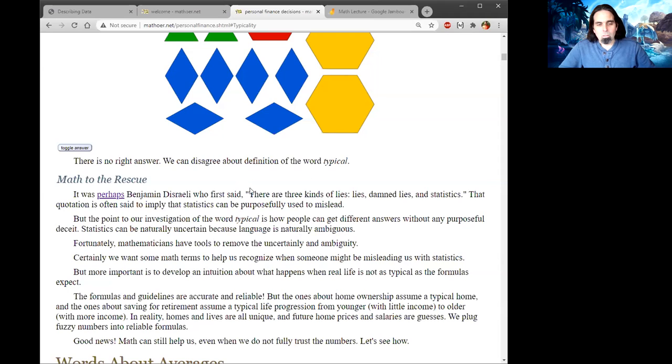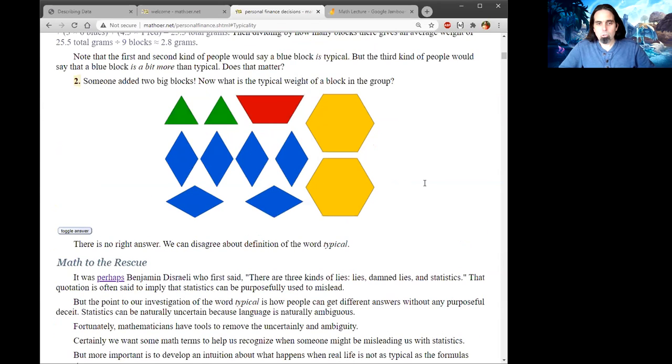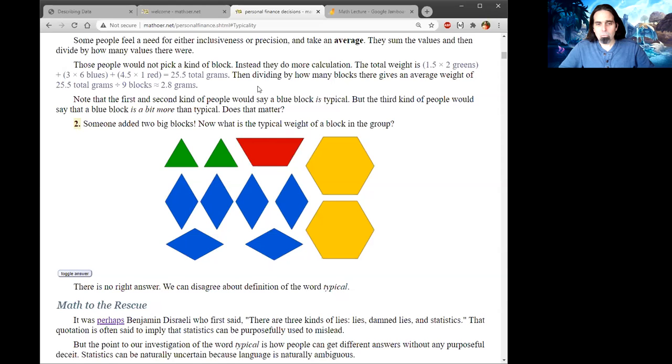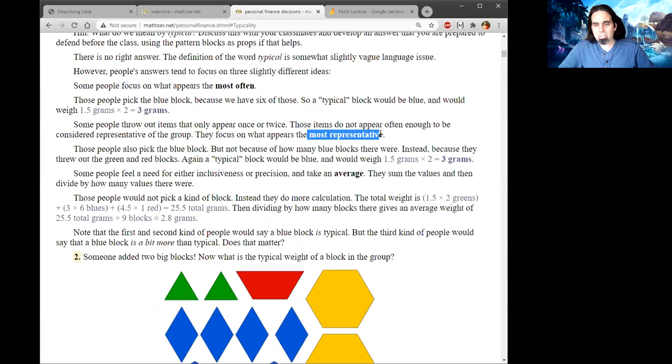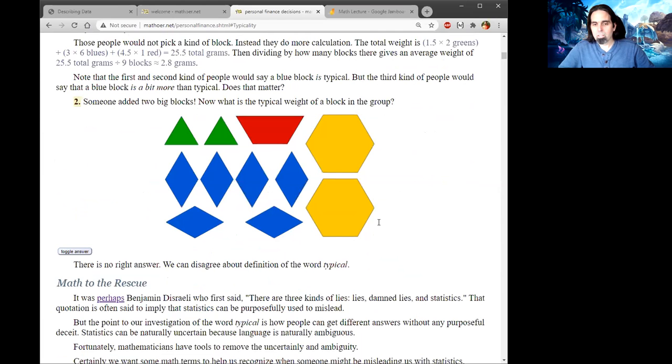But this discussion of typicality is showing us that just the language can be misleading. We don't actually have to be trying to mislead people. Just this confusion about, does typical mean what's most often, or most representative, or some sort of calculated average? There is some vagueness built in when we're talking about things.